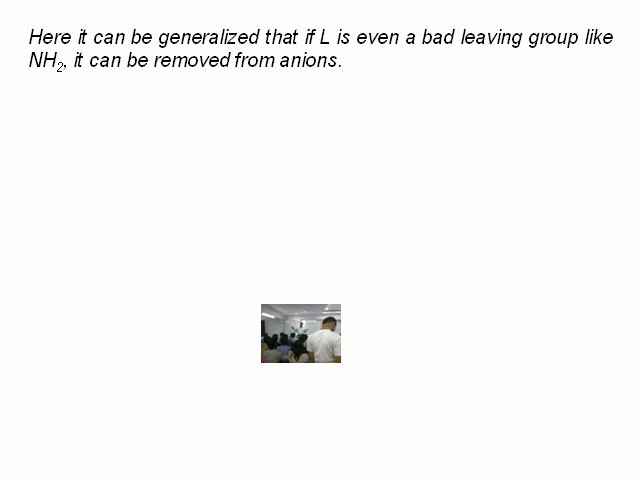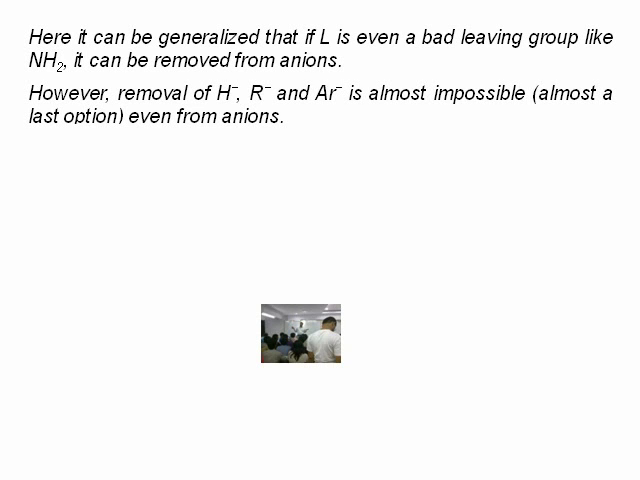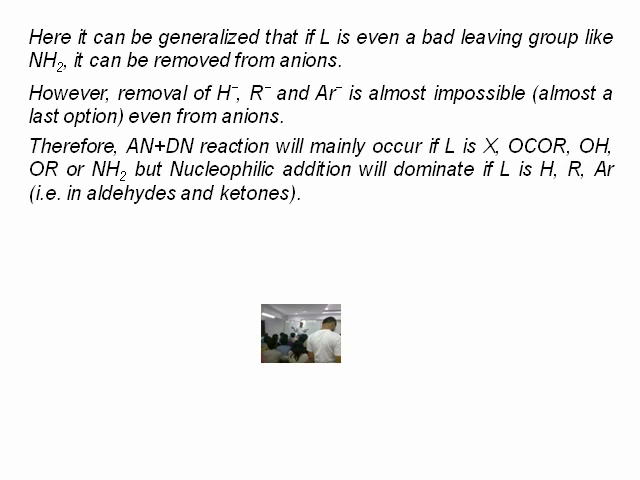Here it can be generalized that if L is even a bad leaving group like NH2 etc., it can be removed, because we are removing it from anions, and we have already discussed, when we were discussing leaving tendencies, that these strong bases can be removed from anions. However, removal of H minus, R minus, Ar minus is almost impossible even from anions. This is almost a last option.